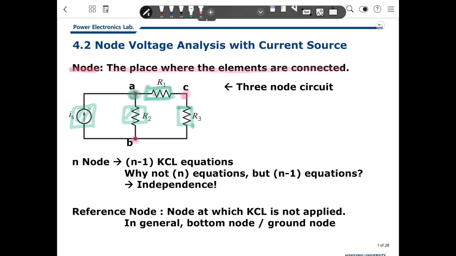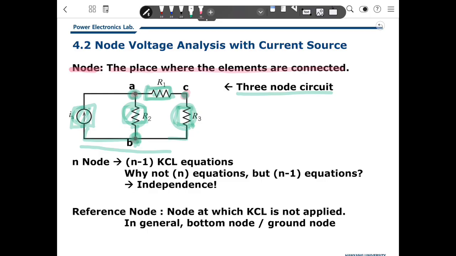And this element and this element are connected here, so we call this place a node. And this element and this element and this element are connected through this place, so we call this a node. So in this circuit, there are 3 nodes. This is a 3-node circuit.